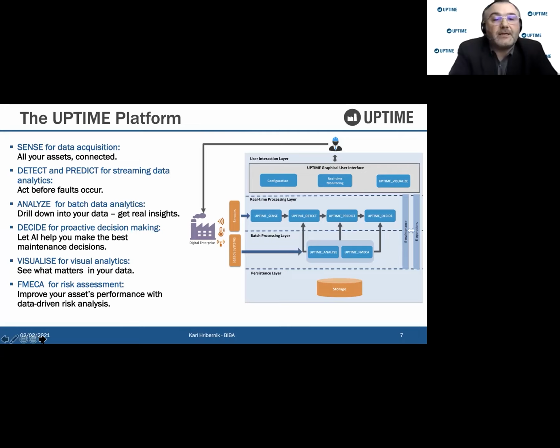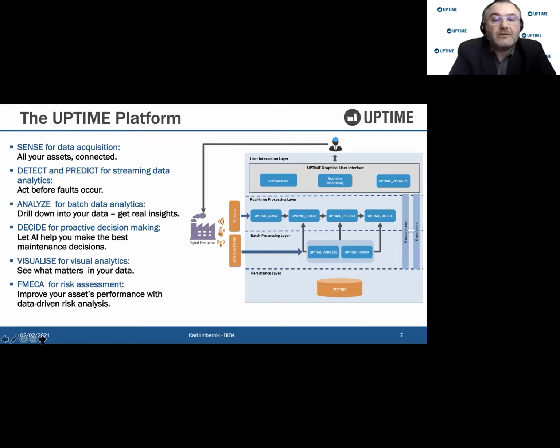We have Sense, which connects assets, connects sensors to the system. We have Detect and Predict, which does the streaming data analytics, the condition detection and the prediction. We have Analyze, which basically does a similar thing for your batch data. We have Decide, which looks at the proactive decision making and helps you make the best maintenance decisions based on the predicted condition of your assets and systems.